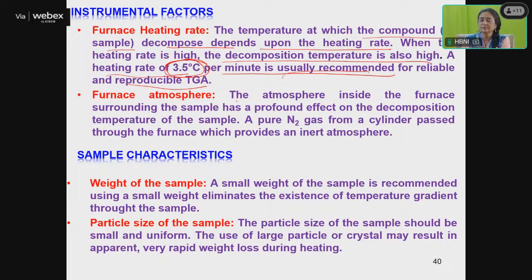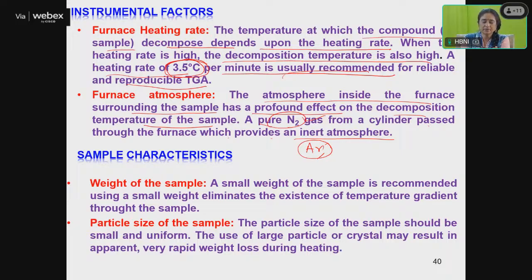Furnace atmosphere: the atmosphere inside the furnace surrounding the sample has a profound effect on the decomposition temperature of the sample. Pure N2 gas from a cylinder passes through the furnace, which provides an inert atmosphere. Either you can pass N2 or even argon can be used, but argon is much more expensive than nitrogen, and therefore you can always use nitrogen gas when you require an inert atmosphere.